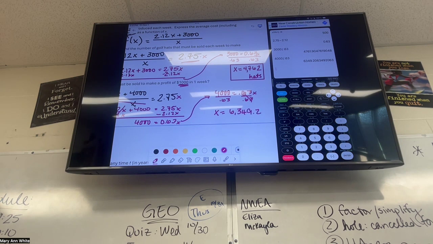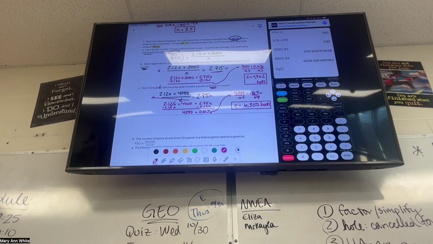6,349.2. And I am also going to round up because I need to sell that 0.2 of a hat, which means I need to have sold the whole hat. So I'm going to make it up to 6,350 hats. You guys okay with that? Okay. Can I flip it over? Can we do two more? I bet we can.